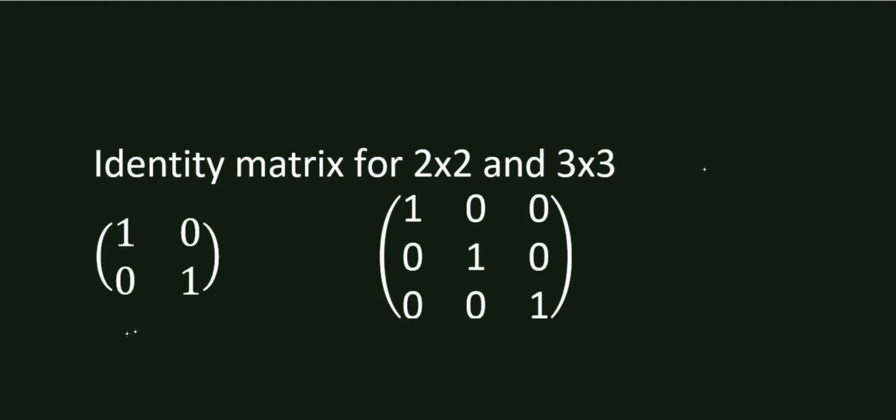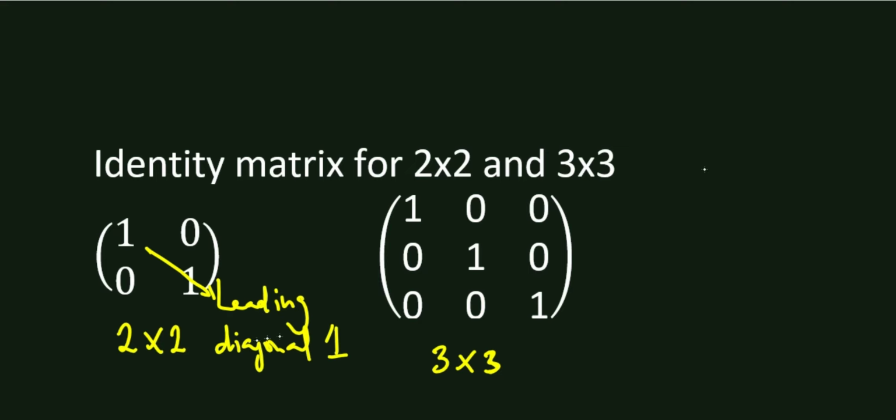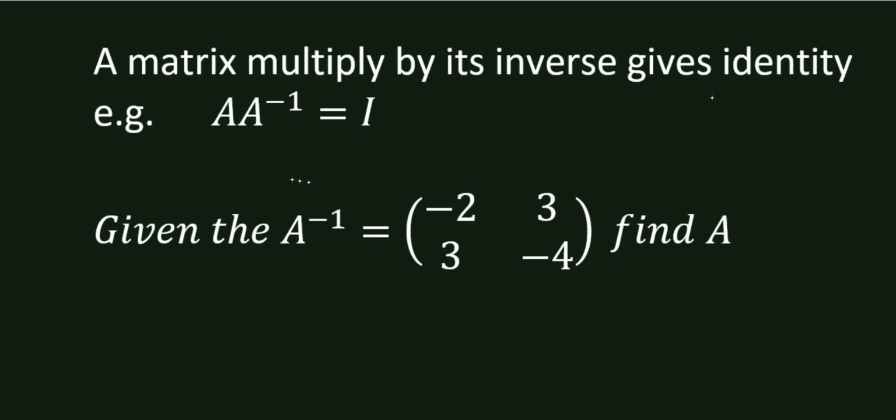Now we want to look at the identity matrix for 2 by 2 and 3 by 3 matrices. A 3 by 3 matrix has 3 rows and 3 columns. The identity matrix means that the entries of the leading diagonal must be equal to unity, which is 1, while the rest of the entries will be 0. The same applies for 3 by 3: the leading diagonal will be 1 and the rest of the entries will be 0. This is what is called the identity matrix.